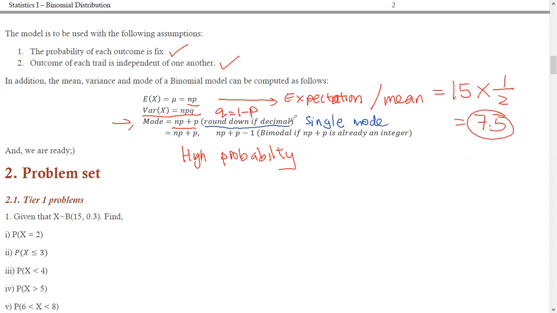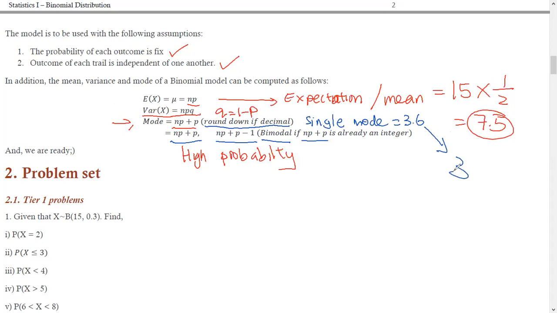The second formula for mode is for a bimodal case, meaning to say that there can be two modes. The two modes will be simply given as np plus p or np plus p minus 1. This will be considered bimodal if np plus p itself is already an integer. A simple way to visualize is single mode: usually the value we'll get will be something like 3.6. If it is 3.6, we need to round down to give you 3. So the mode in this case is 3.